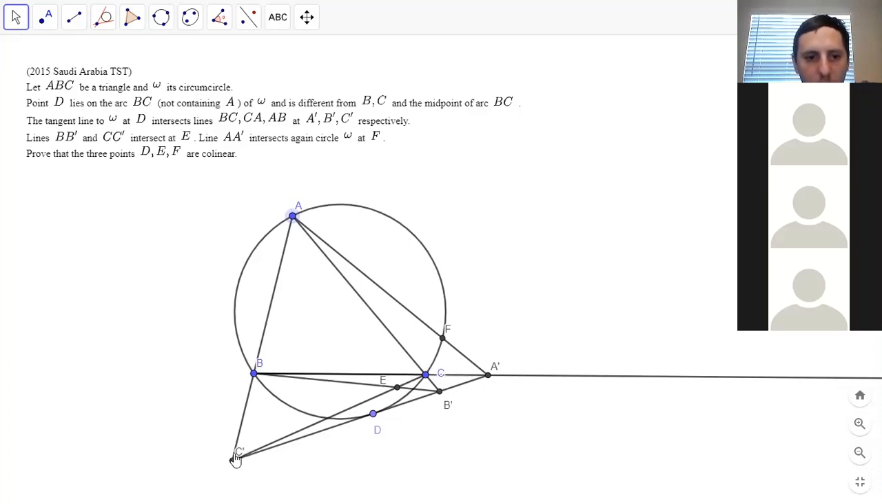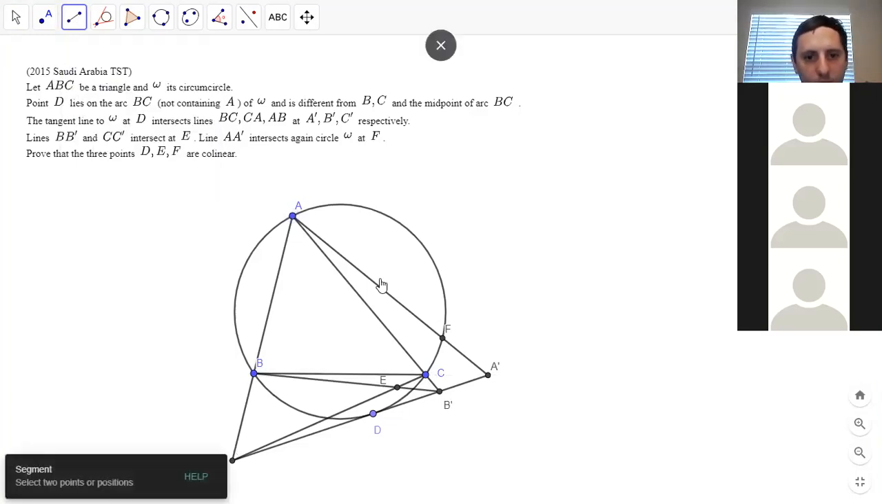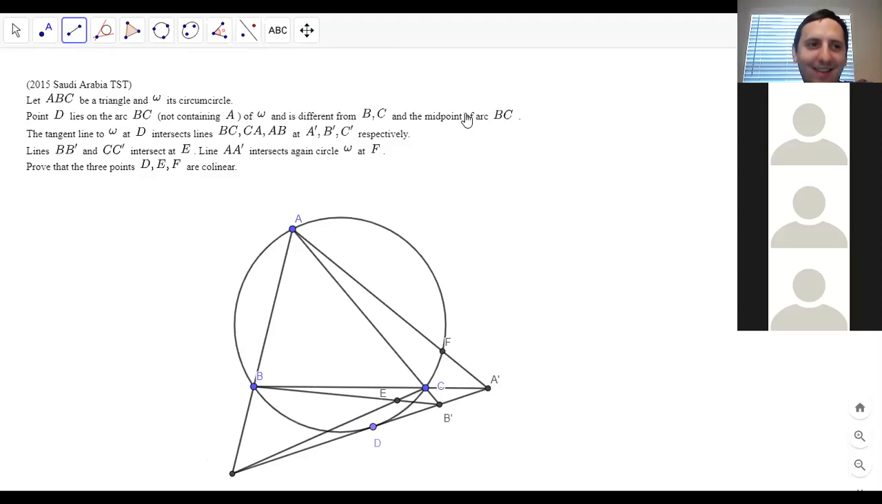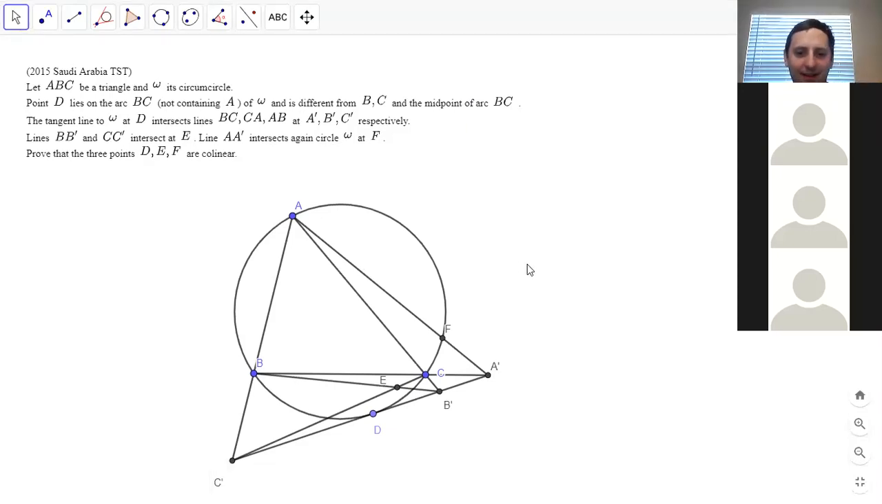Okay. Let me hide this. Yeah, take the revenge. So yeah, we have A prime, B prime, C prime. How do I show those are collinear?